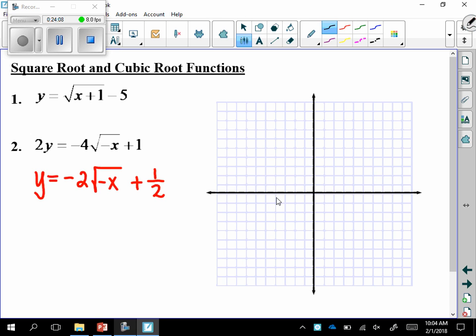What's our parent function? Right, square root of x. What are points that are on that square root function? That's 0, 0. What else? 1, 1. 4, 2. 9, 3. Right? Those are points that we just need to associate with that square root function because those are the points that now we're going to transform based on what we can see in this equation. And so we'll start inside the function with that -x. What is that -x telling us to do?